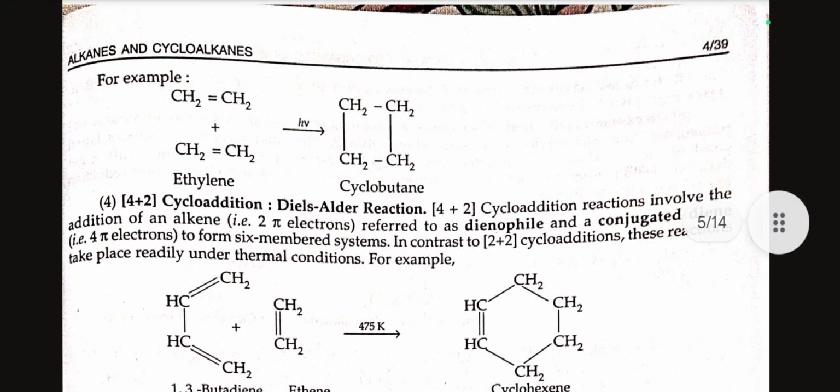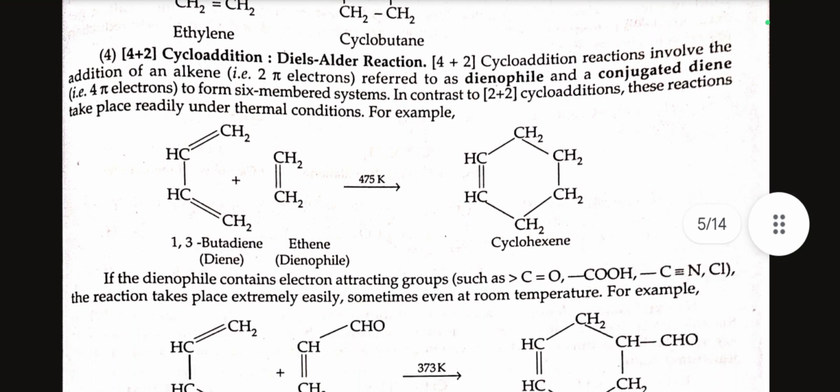4+2 cycloaddition. Diels-Alder reaction. Cycloaddition reactions involve the addition of an alkene, that is 2 pi electron, referred to as dienophile, and a conjugated diene, that is 4 pi electron, to form a 6-membered system. In contrast to 2+2 cycloadditions, these reactions take place readily under thermal conditions. For example, 1,3-butadiene plus ethene gives a cyclohexene.